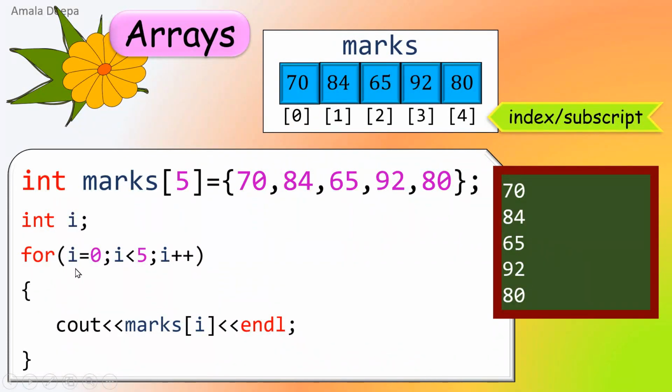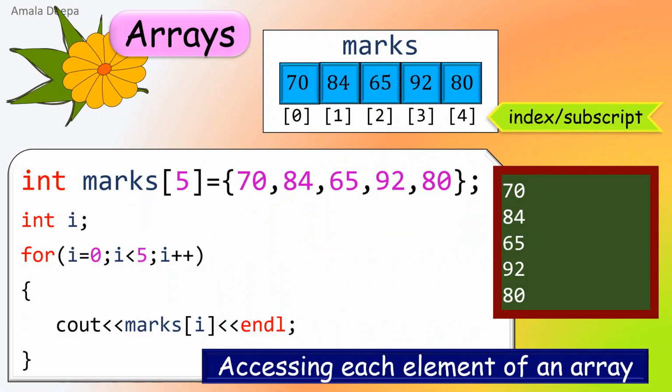This for loop will generate the values 0, 1, 2, 3, 4 as the values for the counter variable i, which will be used here in marks[i] for every iteration of this loop. Therefore, using a loop, you can easily access each and every element of an array. Accessing each element of an array is called traversal. Traversal is the process of accessing each element of an array.